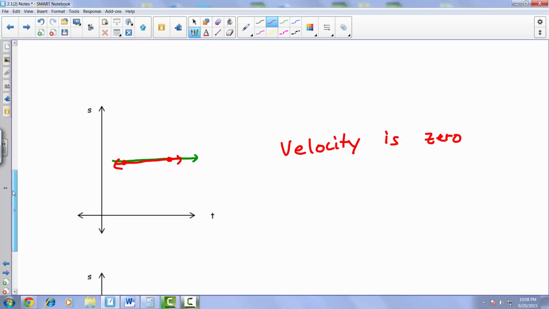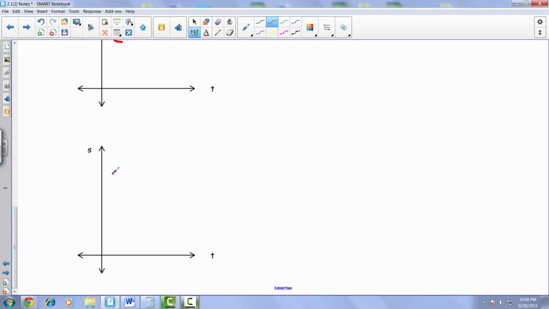And for the last one, if you saw a graph doing something like this, well, then that velocity would be decreasing. As you can see with the negative slope. So velocity is decreasing.